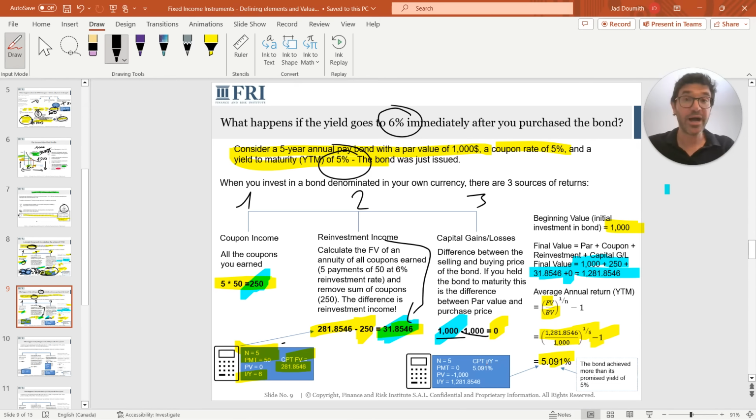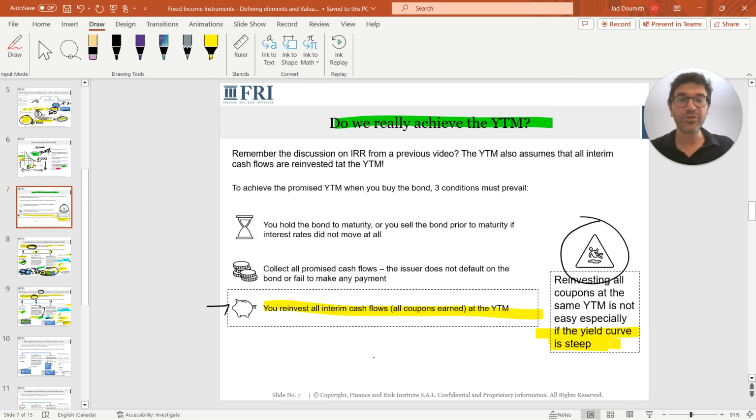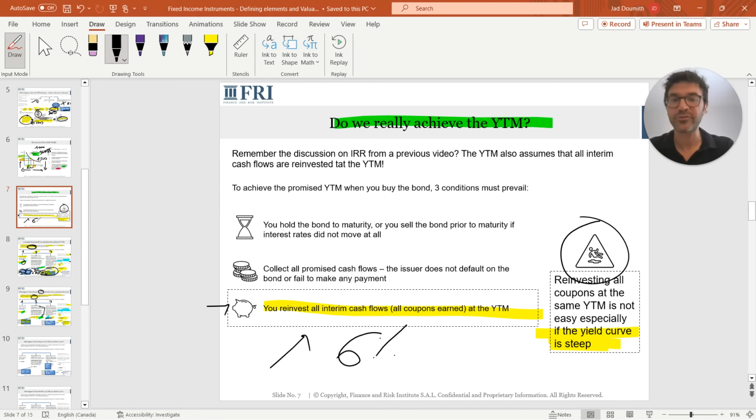So look how we achieved more than the promised yield. And why is that so? Because not only did we respect the third condition, we outperformed it. Not only were we able to reinvest every interim cash flow at 5%, we were actually able to reinvest the cash flow at 6%.